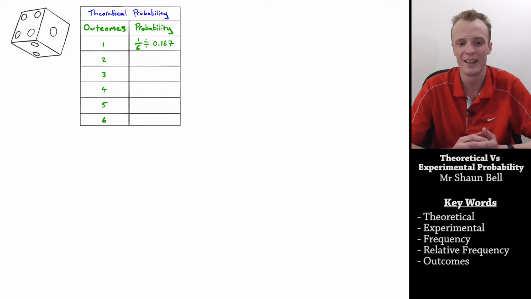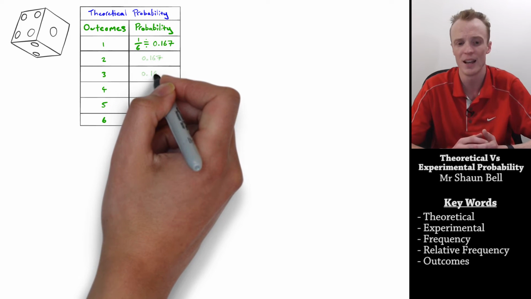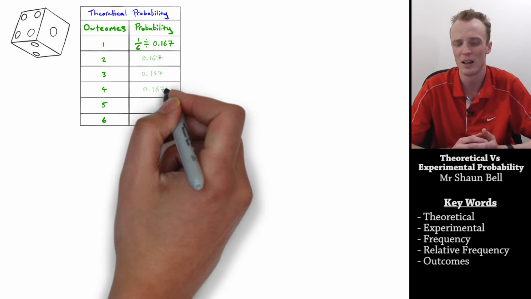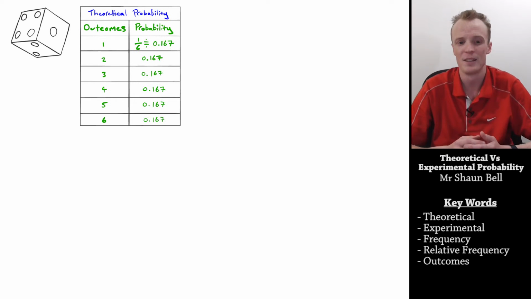Because we are assuming that each of these outcomes are equally likely to occur, we can hence say that each of these outcomes has an approximate chance of 0.167 of occurring. So to summarise, theoretical probability is the calculated chance of an outcome occurring before any event or trial has taken place. So how does this differ from experimental probability?